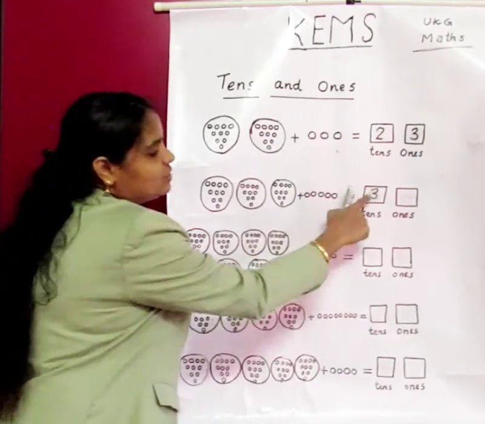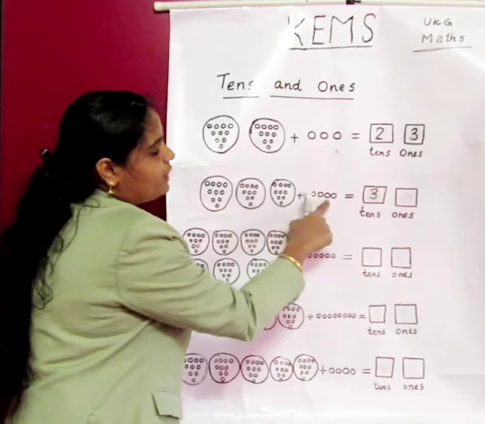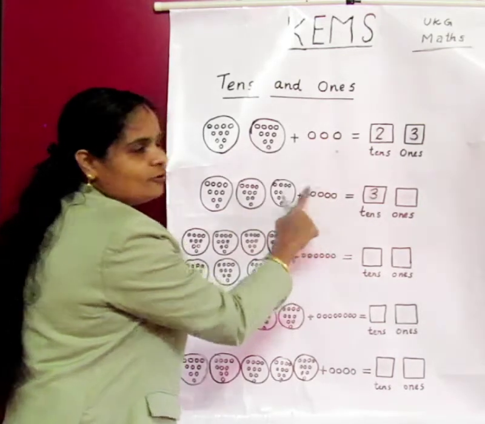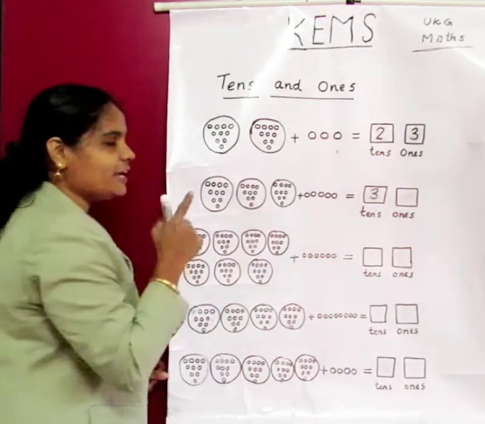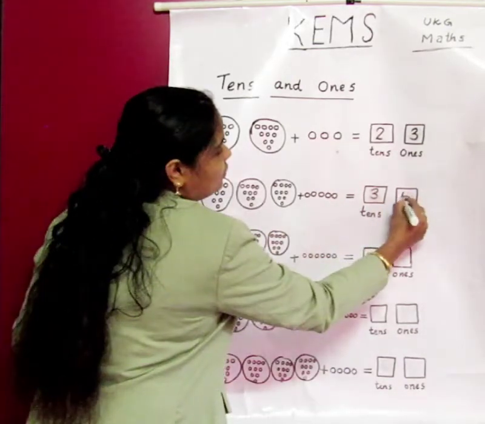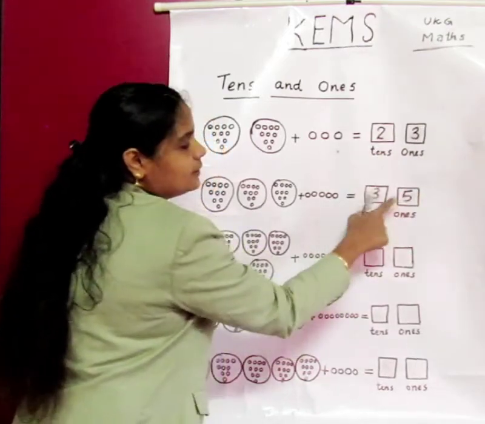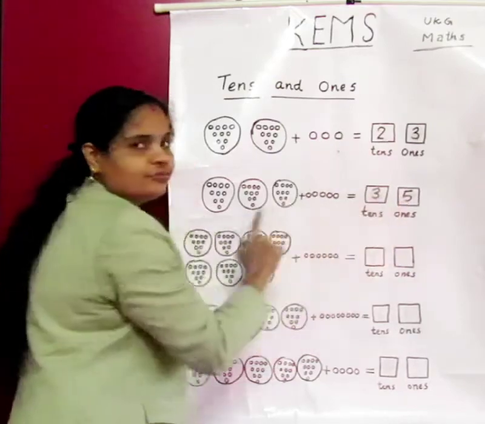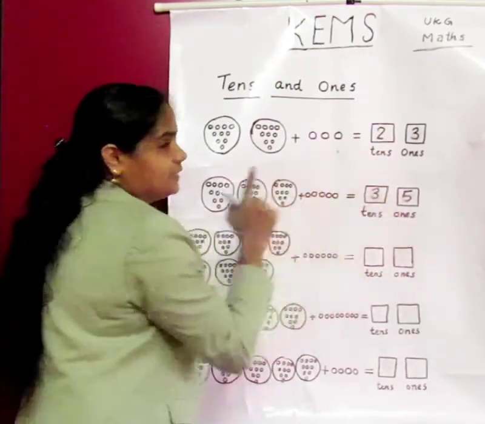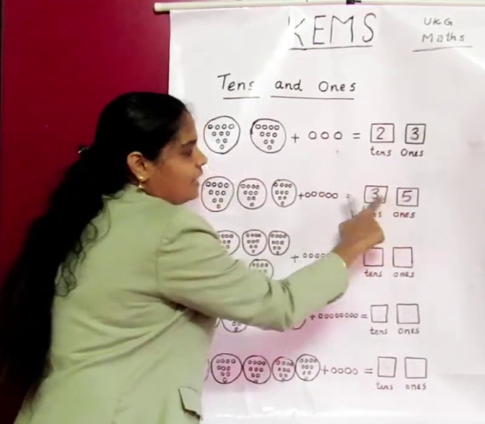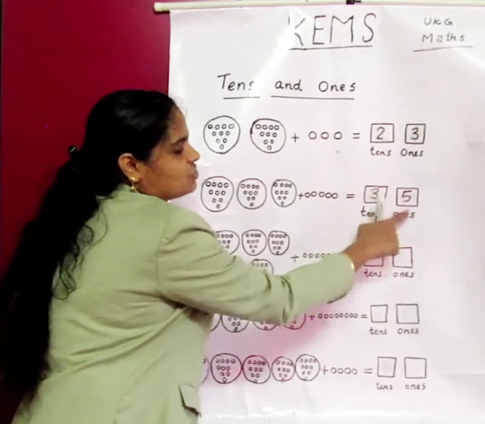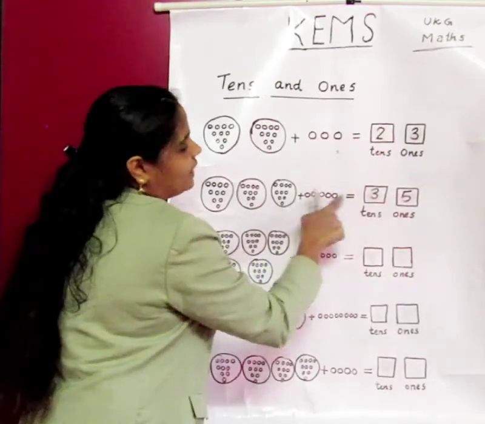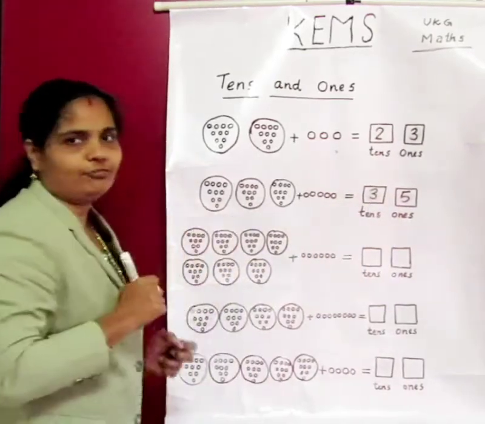So, here 3 tens and how many ones? 1, 2, 3, 4, 5. Okay, 5 ones. So, we get the number. Yes, all of you say the number. 35. Okay, 35. In the number 35, 3 tens and 5 ones. 3 tens and 5 ones are 35.